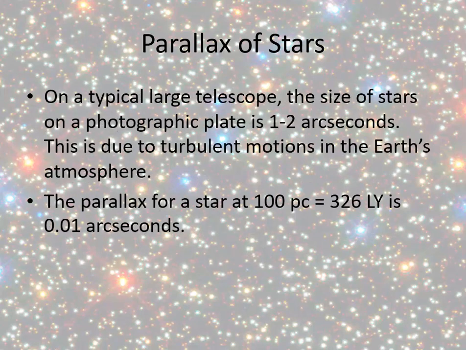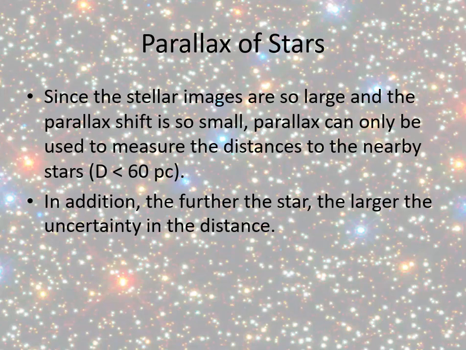So for a very large telescope, there's a problem though. Because of turbulent motions in Earth's atmosphere, the sizes of stars themselves are on the order of 1 to 2 arc seconds. So it's difficult to use this method to determine parallaxes for stars. Sometimes, though, you can use various observational techniques to tease out some of this information, but generally speaking, it's hard. What you really want is a telescope that's in orbit.